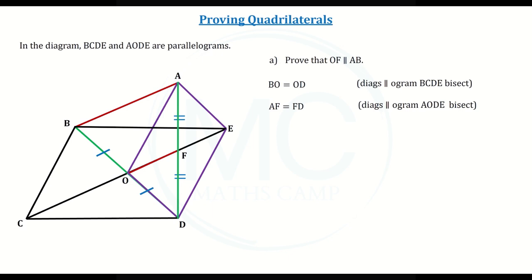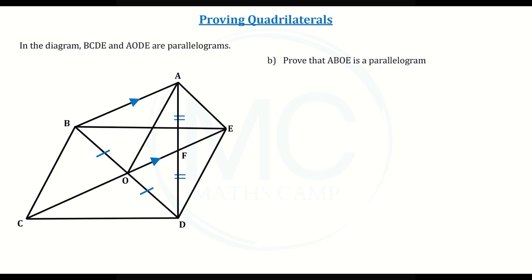Now we've proven that BO is the same length as OD and that AF is the same length as FD, which means that O is the midpoint of BD and F is the midpoint of AD. So we now know that OF is parallel to AB according to the midpoint theorem. Let's put a small blue arrow on OF and again on AB to show that these lines are parallel.